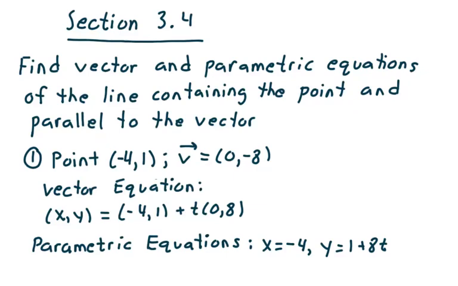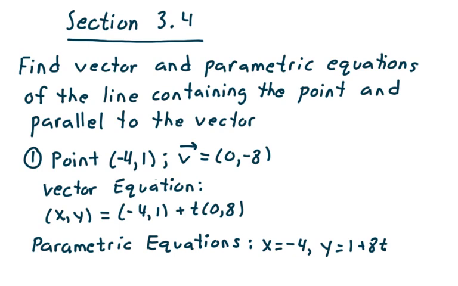This is a video from section 3.4 in linear algebra. Find vector and parametric equations of the line containing the point and parallel to the vector. In number 1, the point is -4, 1. The vector is 0, -8.